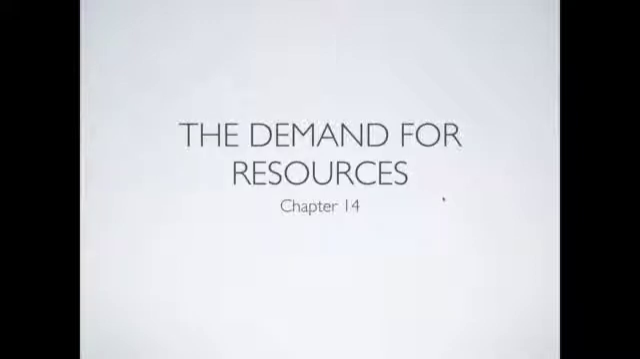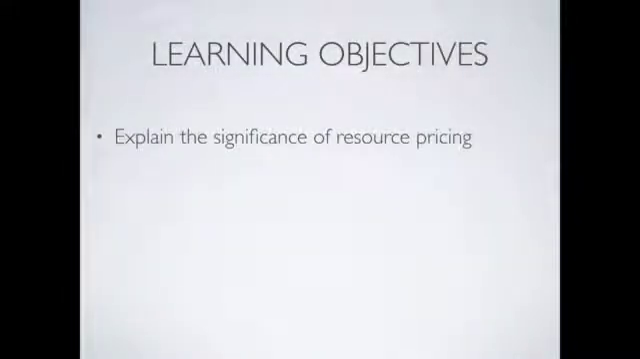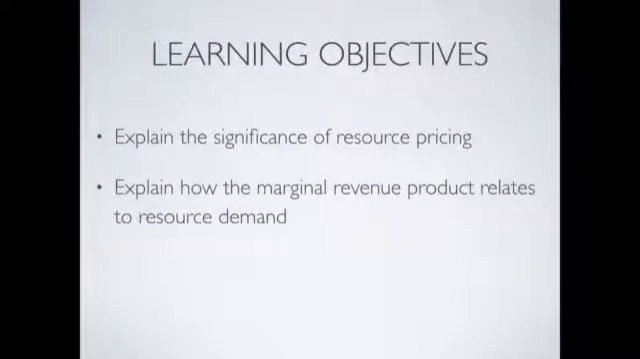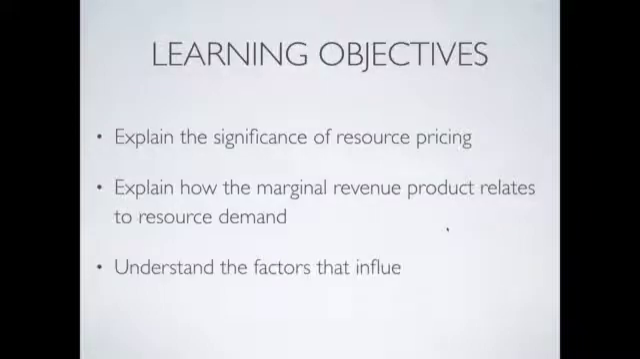So we're talking about chapter 14 in our textbook, the demand for resources. And there's a few things that are important in this chapter. Understanding and being able to explain resource pricing and why it's important in economics. Also, we're going to be taking a look at the marginal revenue product, in particular how that relates to the demand for a particular resource. So we're going to calculate the marginal revenue product and relate it to the demand for that product. Also, we want to have an understanding of the different factors that influence the demand for a particular resource, whether it's labor or capital.